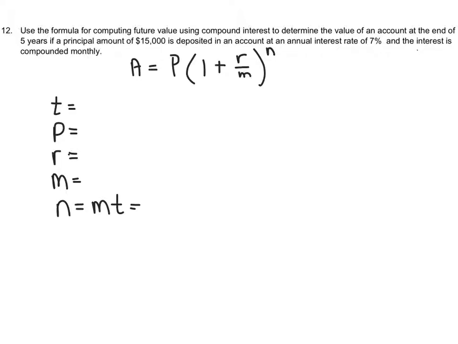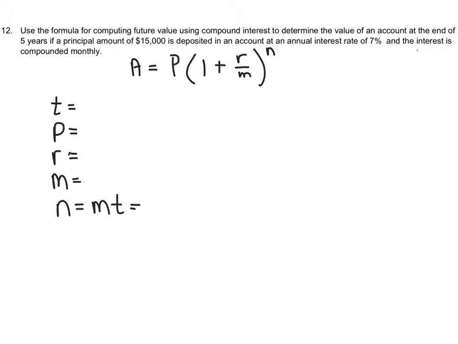In order to solve this problem, I'm going to plug in values that were given to me into the formula for computing future value using compound interest. The formula is on the screen. A equals P times 1 plus R over M to the n power. Now I want to identify the values that are given in the problem.